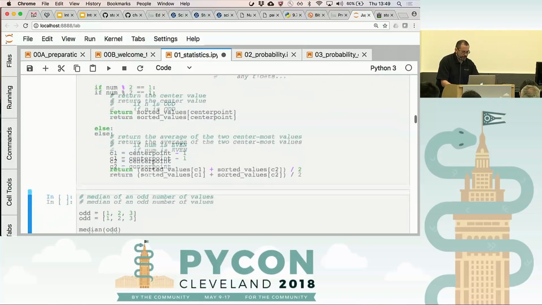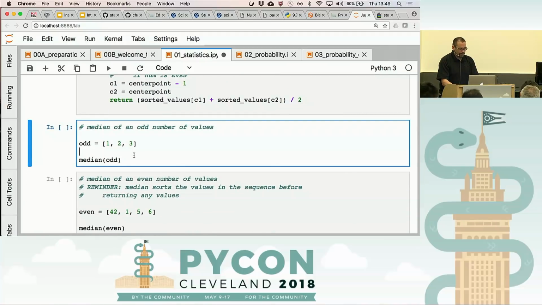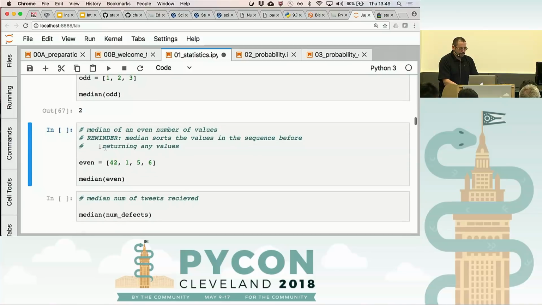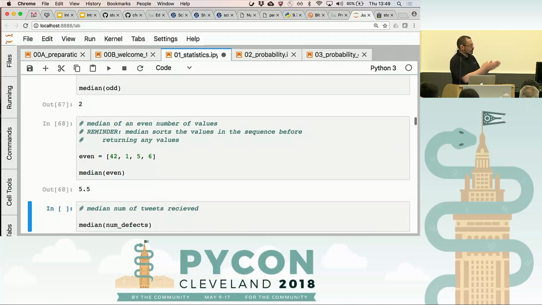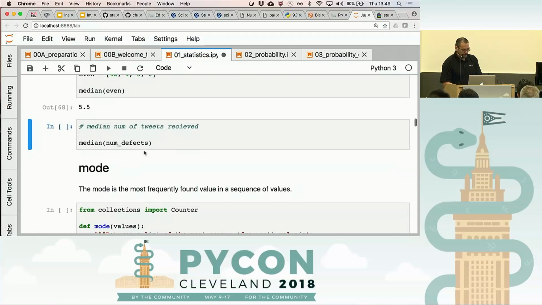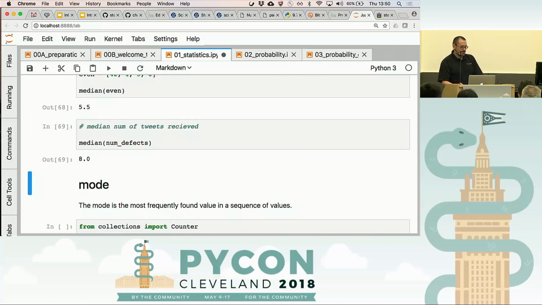All right. So I'm not going to walk you through the code in too much detail. You can take time to look at that if you want. But let's just see if it works. Sure enough, it gives me a 2. This one, remember, we have to sort first. So it's going to move the 42 to the end. And it'll find whatever's between the 5 and 6, which is a 5.5. All right. And I know this guy's already done the math in his head, right? He knows what the median number of defects is. It's an 8. Okay.